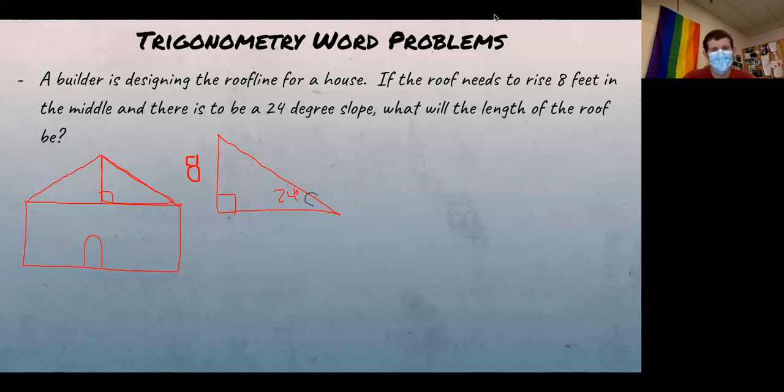So once we've got where the 24 degrees should go and the 8 feet should go, the question is, what side of the triangle are we solving for? Are we solving for the bottom or the hypotenuse? What do you think? Hypotenuse. Okay. So why did you say hypotenuse? It's like the length of the top of the roof. You don't want the inside of the house. You want the actual roof.